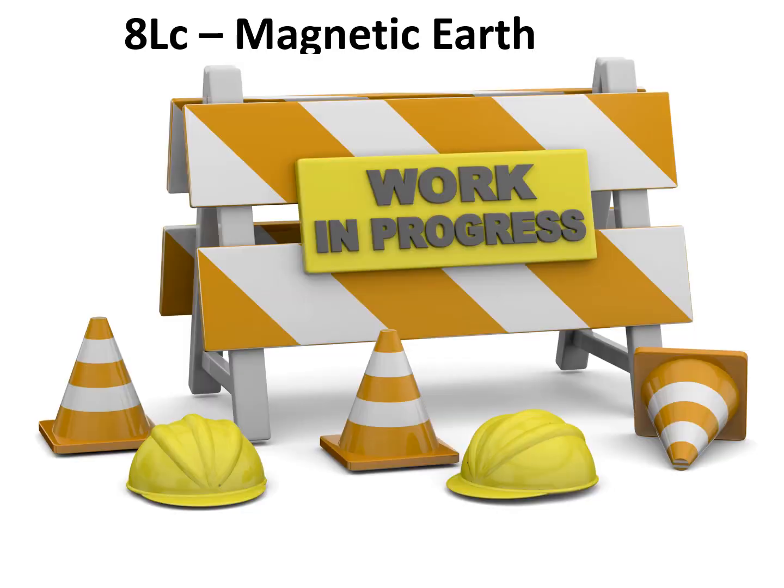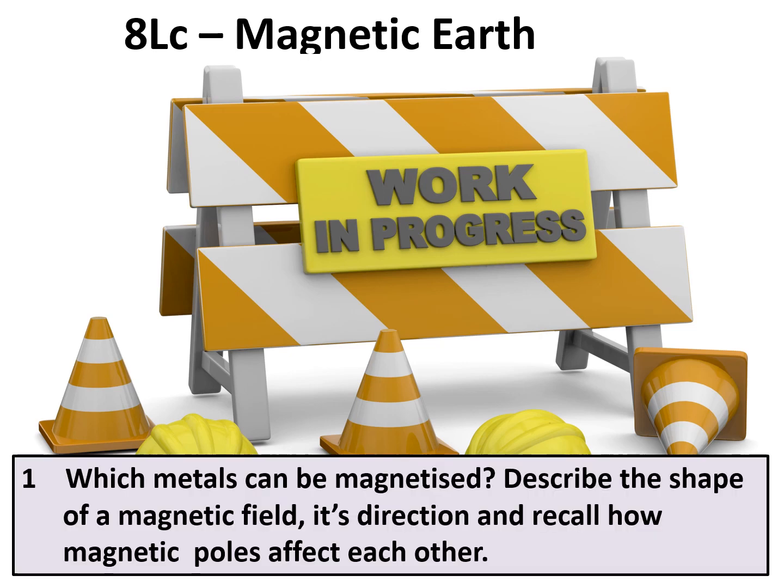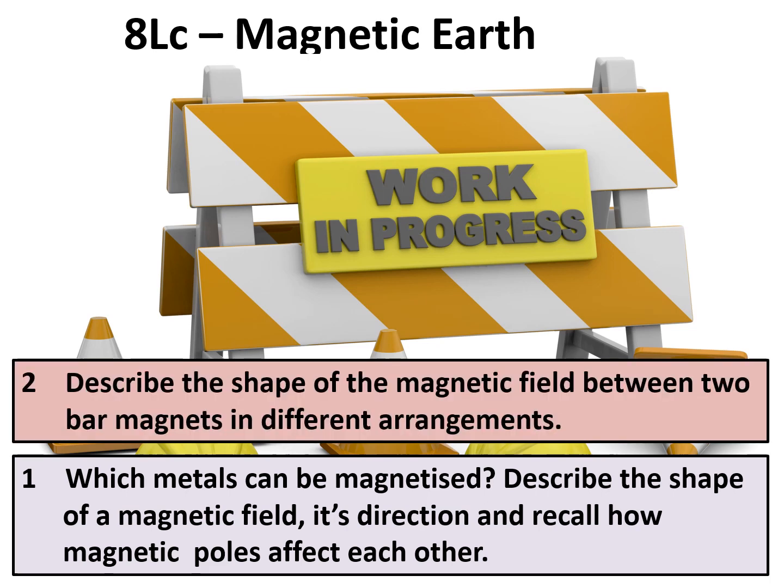So what's the work in progress today, sir? I can hear you all asking. So let's have a look at the objectives. First of all, very quickly, we're going to look at which metals can be magnetized. Then we're going to look at the shape of a magnetic field, the direction of it, and we're going to think about how different poles affect each other. We're going to describe the shape of a field between 2 magnets in different kinds of arrangements. Again, that's to do with why like poles will repel and opposite poles attract.